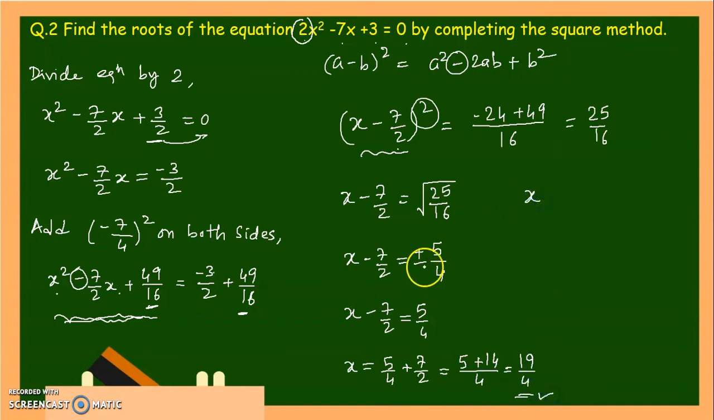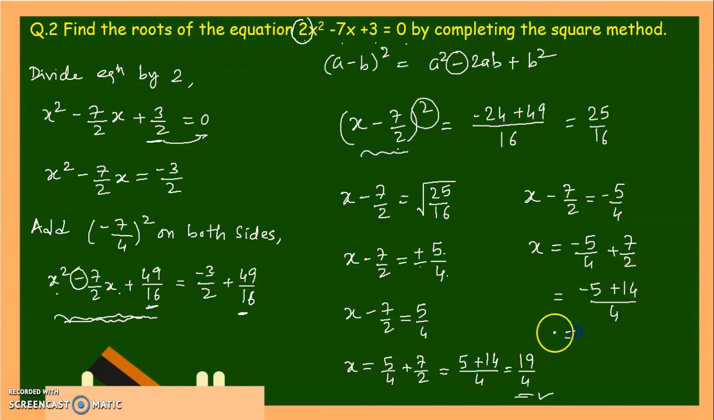And same way, if you consider this minus 5 by 4 here, then it will be x minus 7 by 2 equal to minus 5 by 4. So this will be x equal to minus 5 by 4 plus 7 by 2. So if you take the LCM, this becomes minus 5 plus 14 divided by 4. So here we get x equal to 9 divided by 4. So this is our answer, x equal to 19 by 4 and x equal to 9 by 4. So this is how you can solve any quadratic equation using completing the square method.